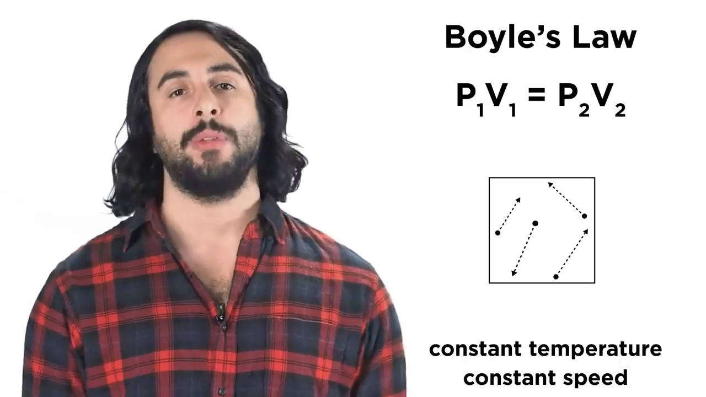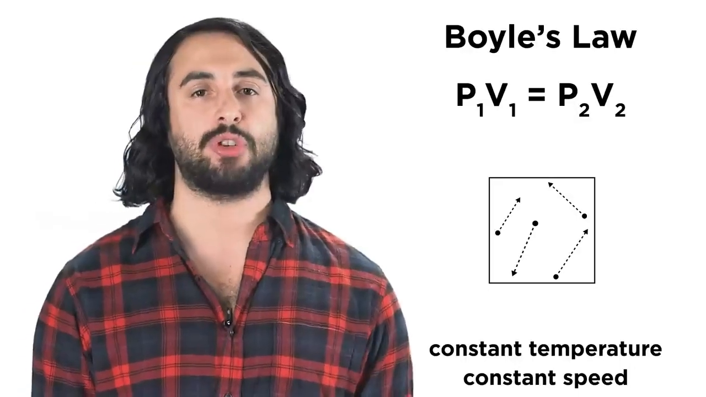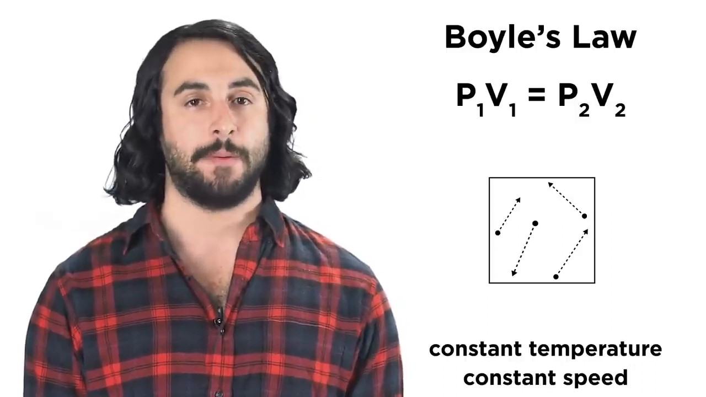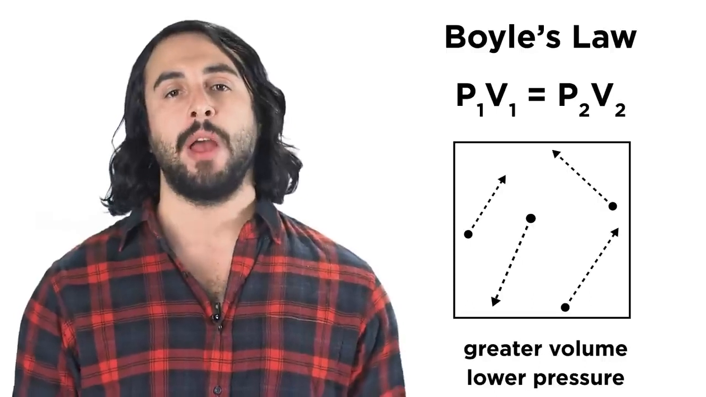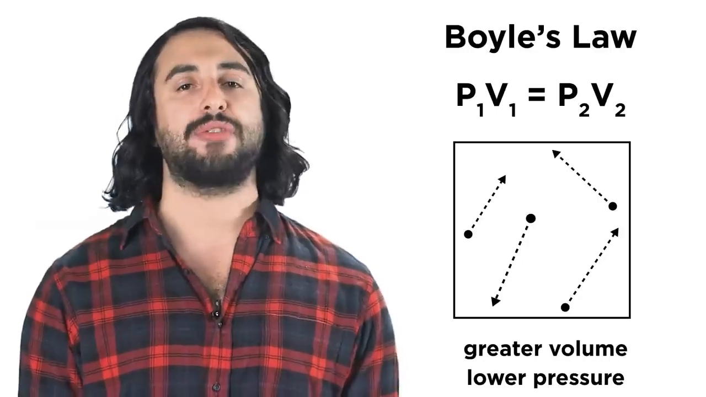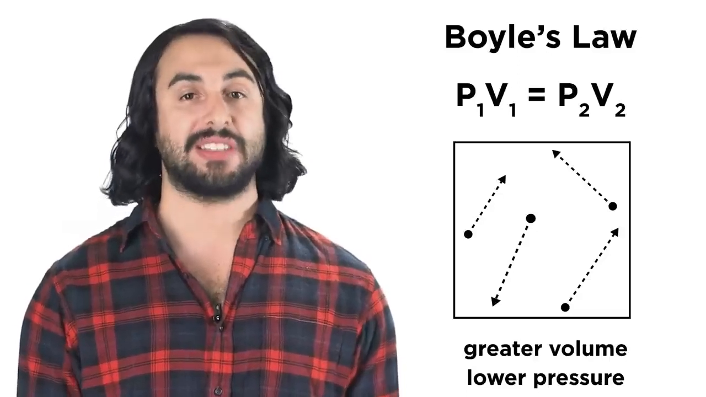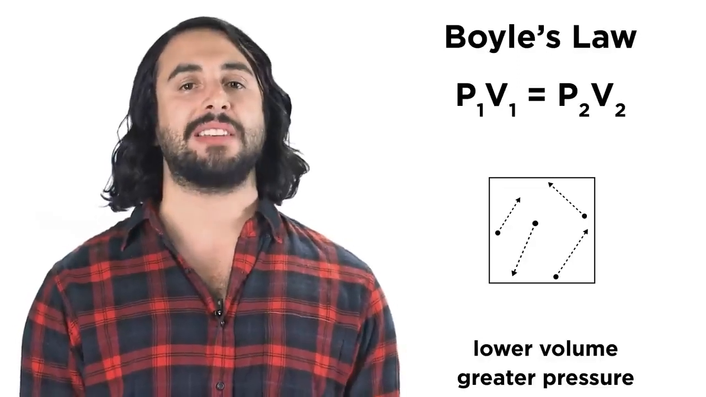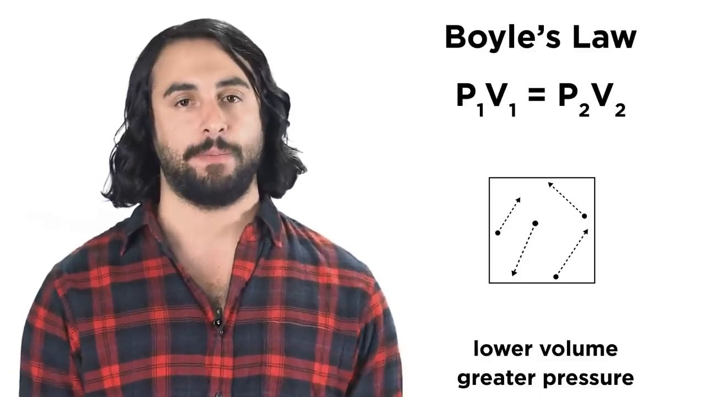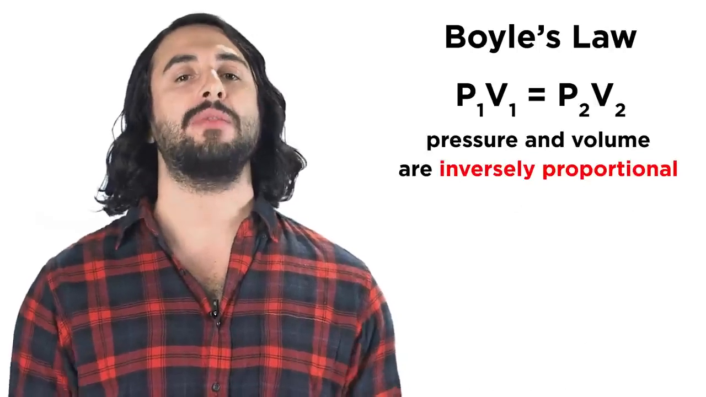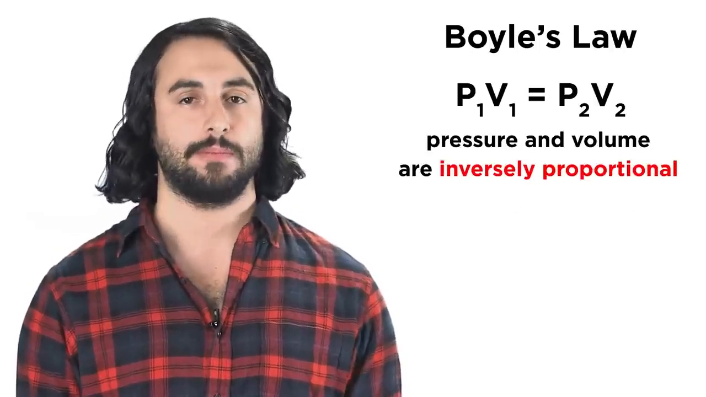For Boyle's law, we can see that if we keep temperature constant, meaning the molecules move at the same speed, increasing the volume must decrease the pressure, because the particles have to move farther to reach the sides. And decreasing the volume must then increase the pressure. This is why pressure and volume are inversely proportional.